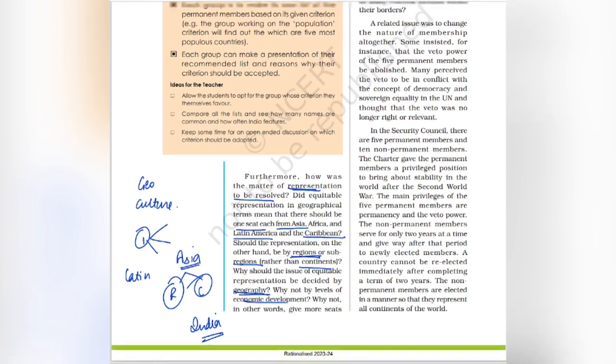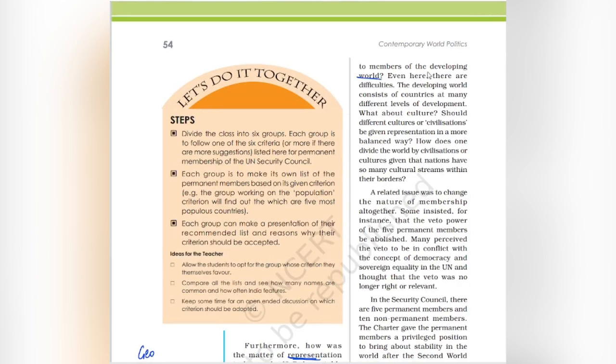Why not, in other words, give more seats to members of the developing world? Why are you not giving some seats to the developing world? Because eventually the world has been divided into two particular parts, the developed and the developing one. So already the developed countries are represented in the Security Council. Now there is no representation of the developing world, so why not simply consider the developing world, right?